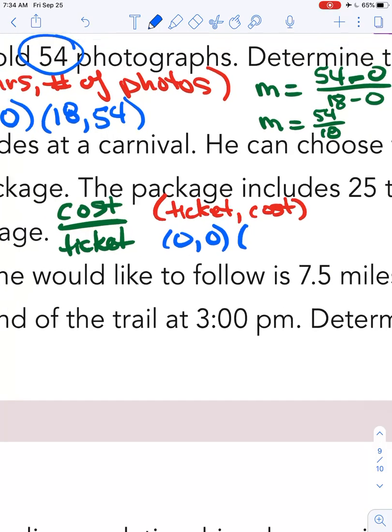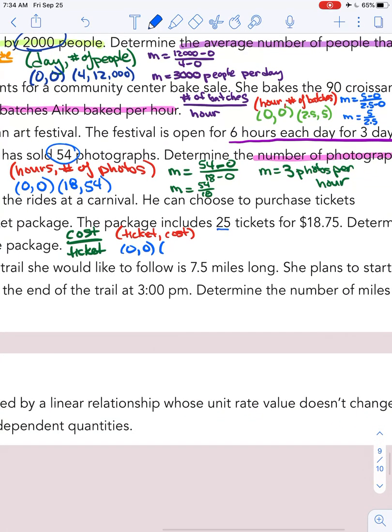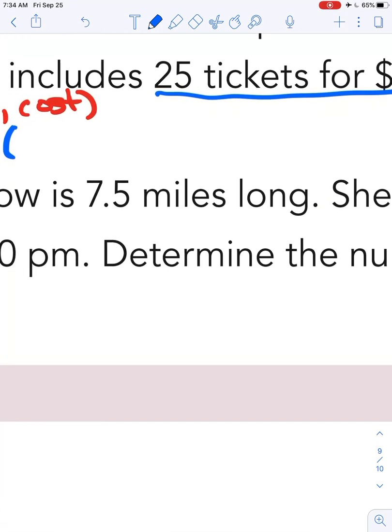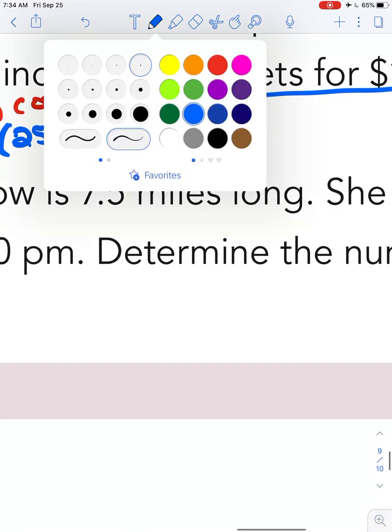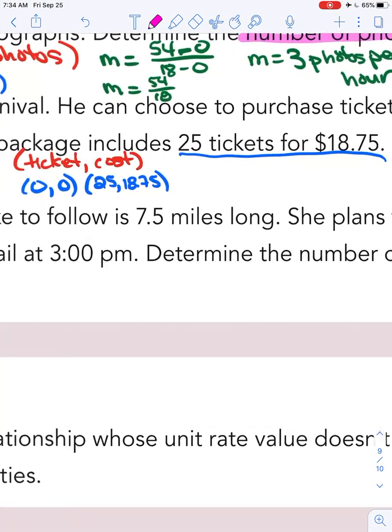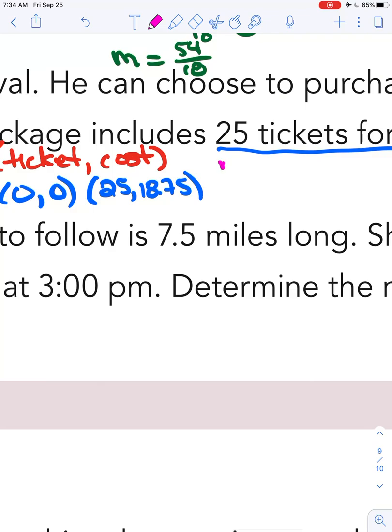Okay, up here it says 25 tickets for $18.75. So if I get 25 tickets, that's $18.75. So I need to find my slope, like we've been doing. So my slope is going to be 1875 minus 0 over 25 minus 0.